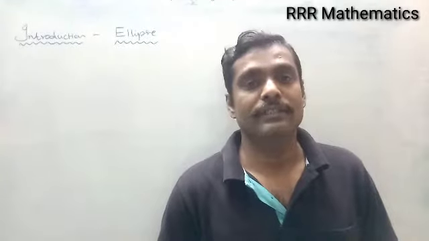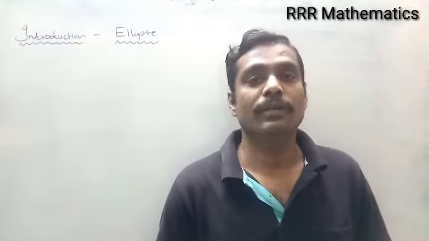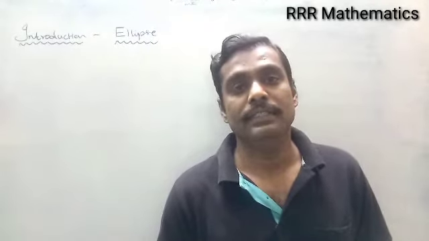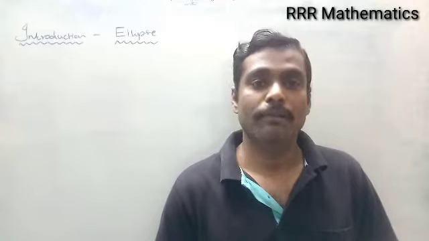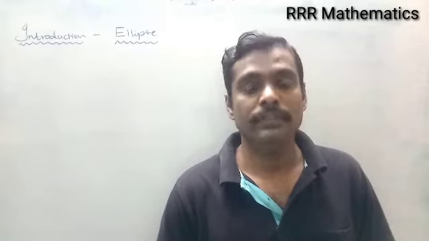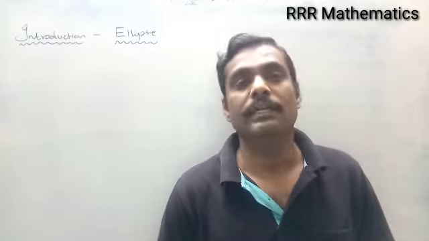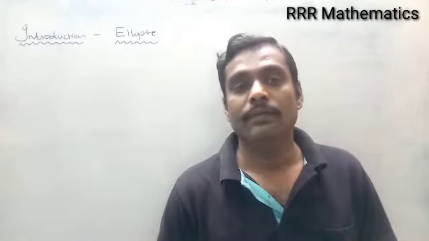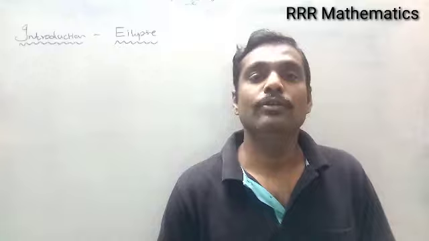Hi my dear students. Today we will discuss an introduction to the ellipse. Already we discussed in two-dimensional geometry about the parabola. There are four types of parabola, which open upwards, downwards, rightwards and leftwards. Here we are going to discuss the ellipse. We have only two types of ellipse.